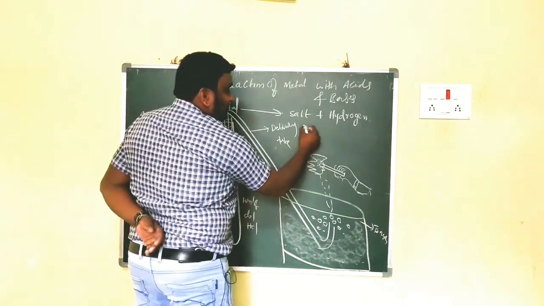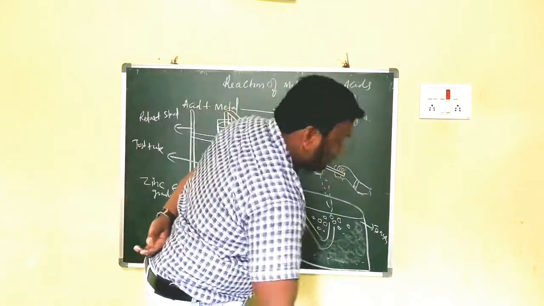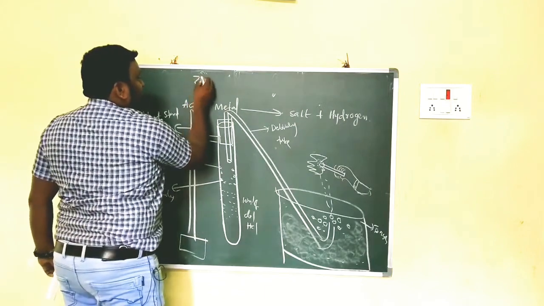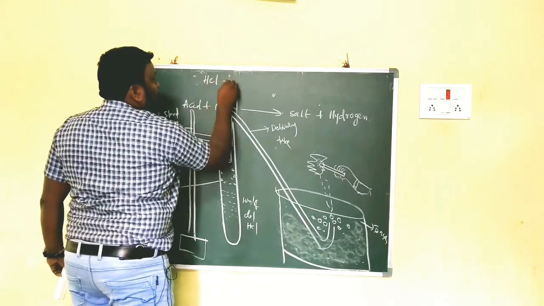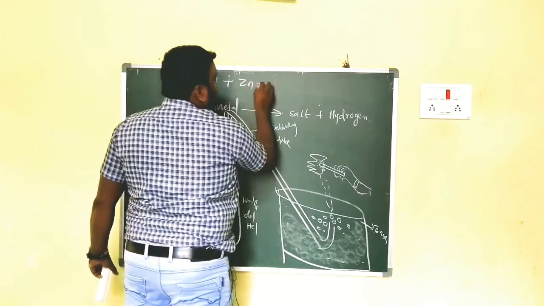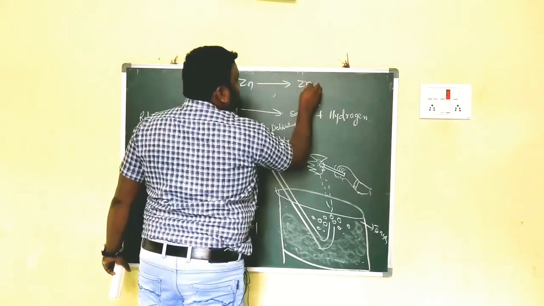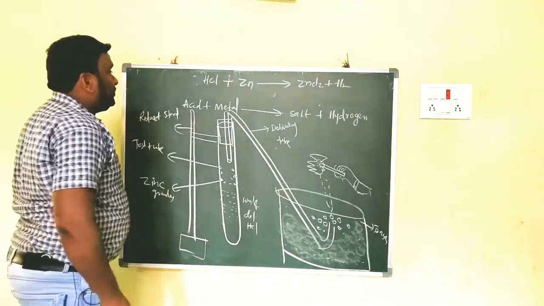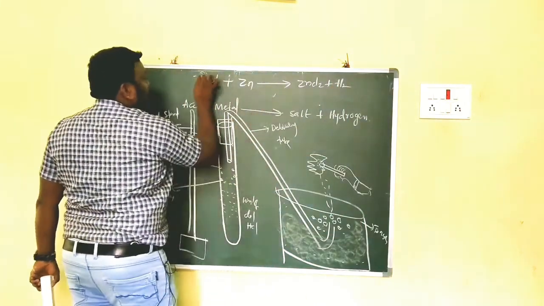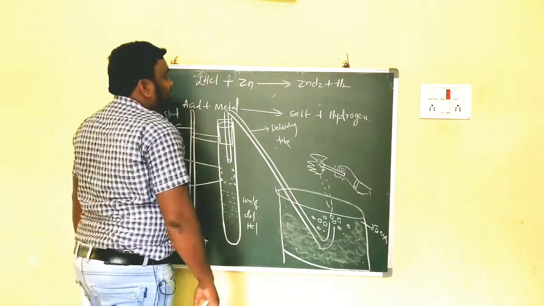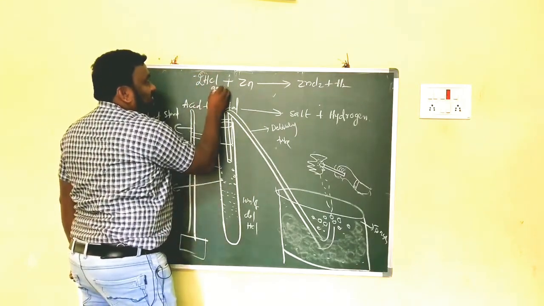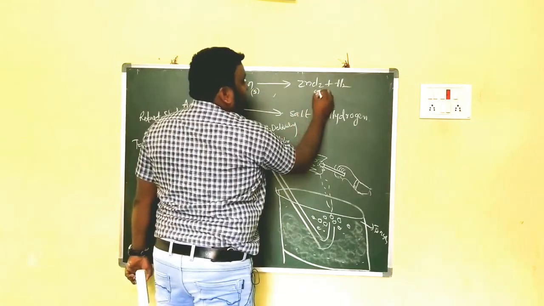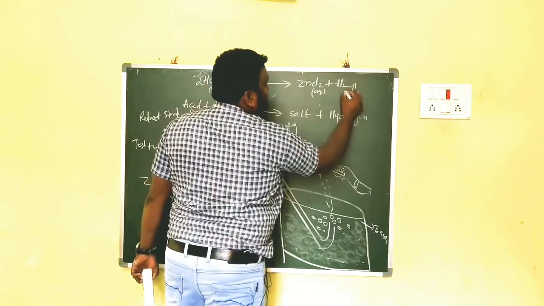That should be like this. HCl plus zinc that again forms ZnCl2 plus H2. Clear? So here it is not a balanced equation. Now this is the balanced equation. So HCl aqueous and zinc solid, and this is aqueous, and now this is gas.